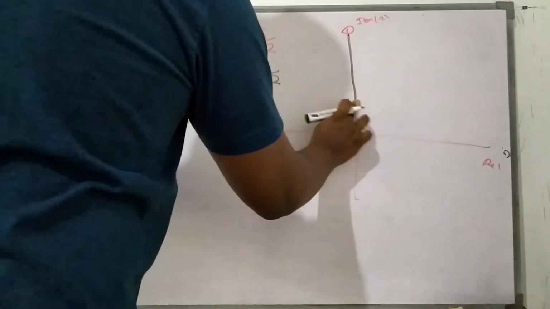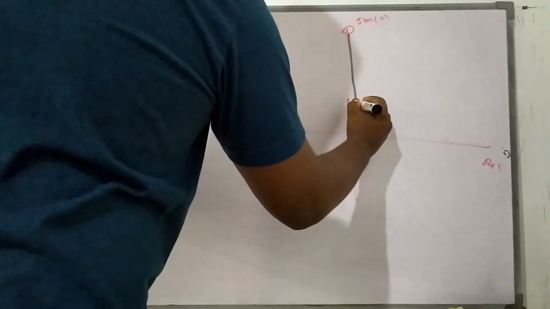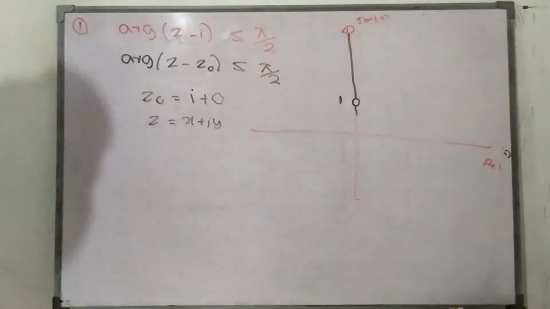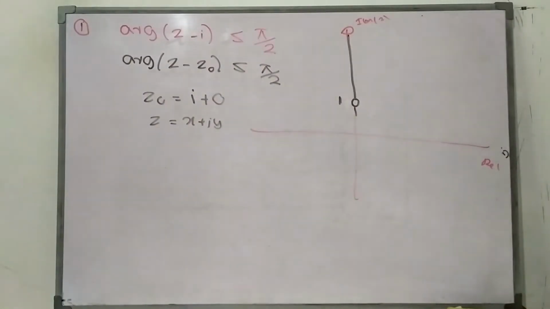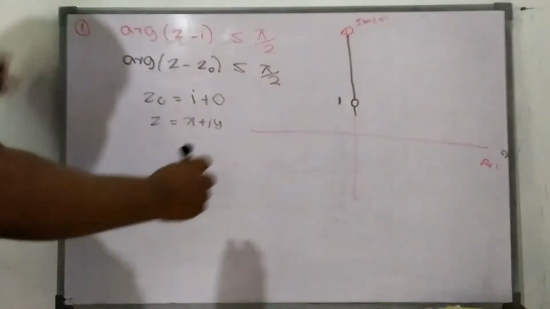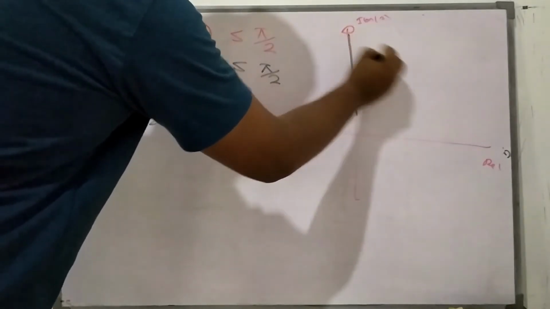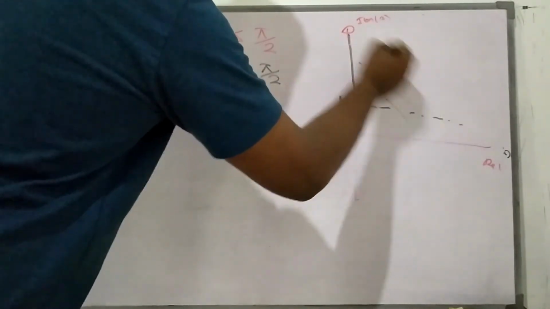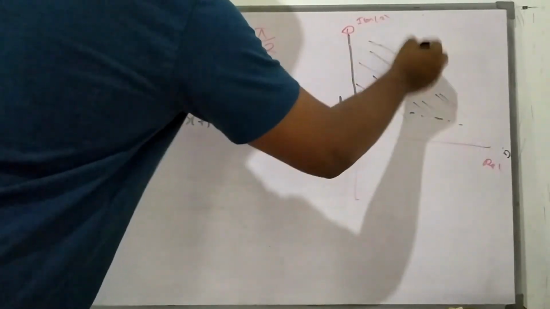I told you to draw a non-shaded circle at the point 1, right? And also it is less than or equal, no? Therefore this whole thing can be taken.